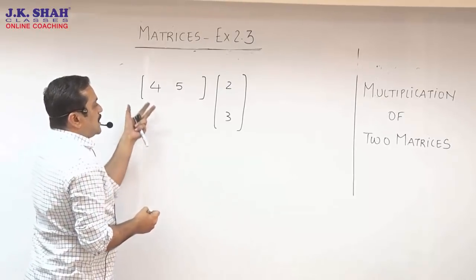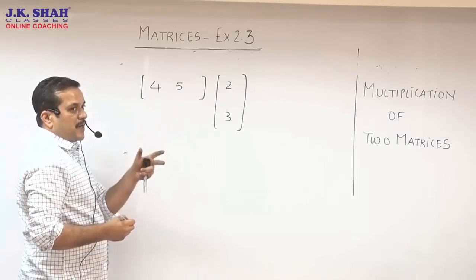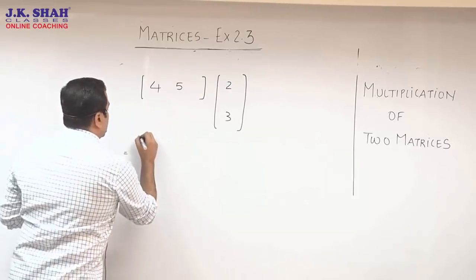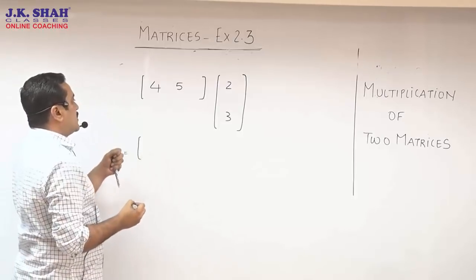But now, when you multiply the two matrices, the output also is going to be a matrix. So in this case also, we are going to get a matrix. It's going to be a very small matrix. Let's see how to multiply.